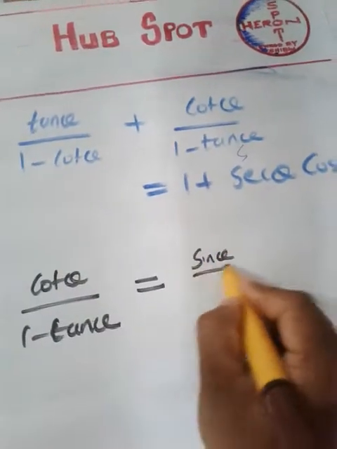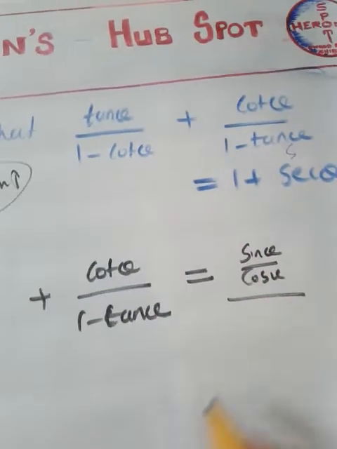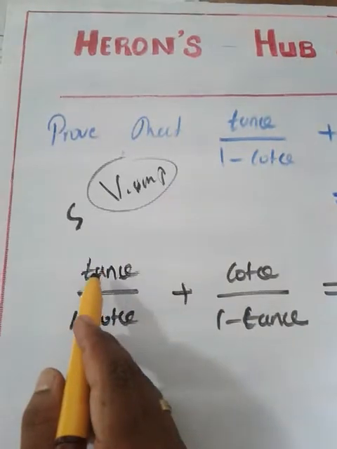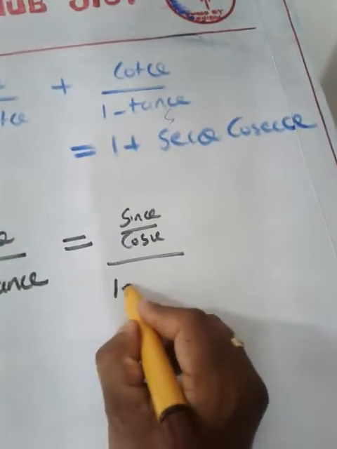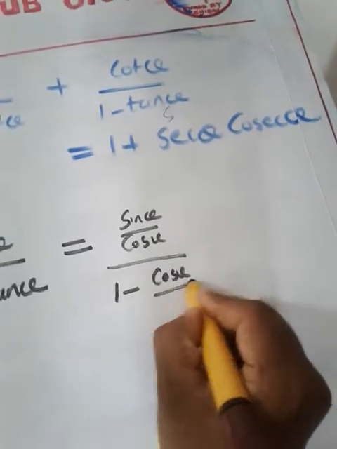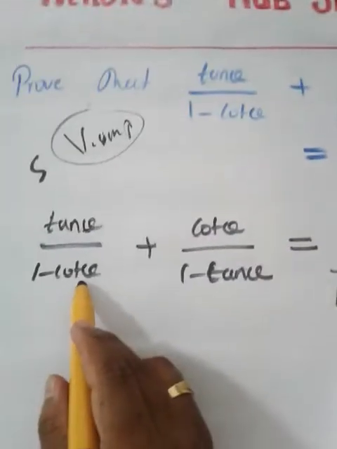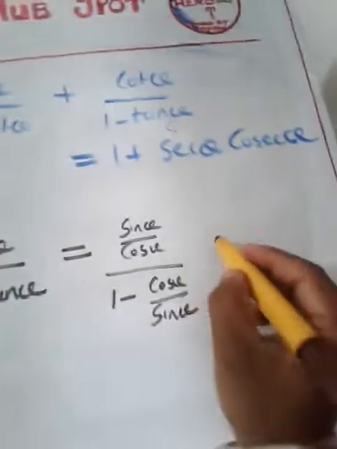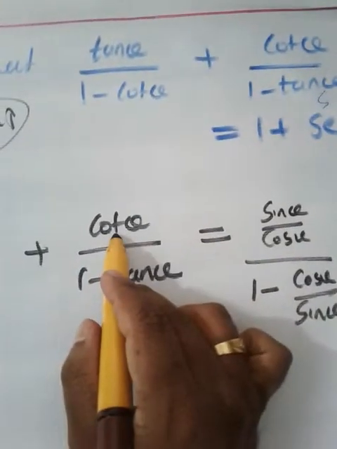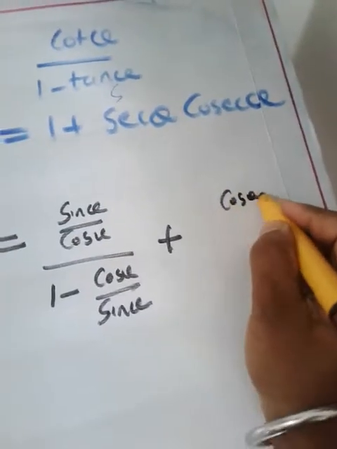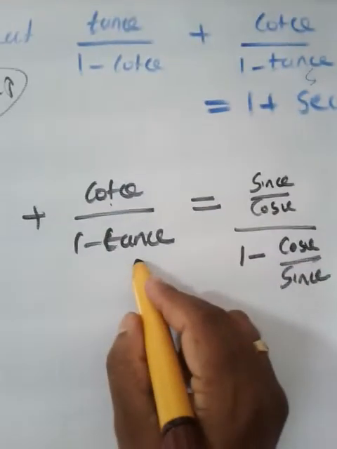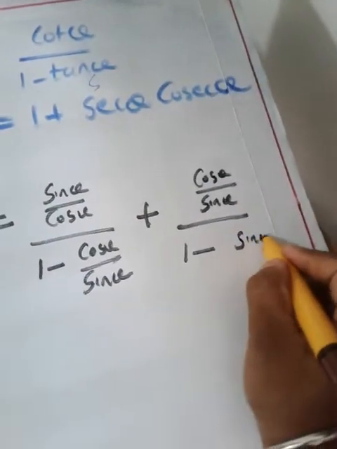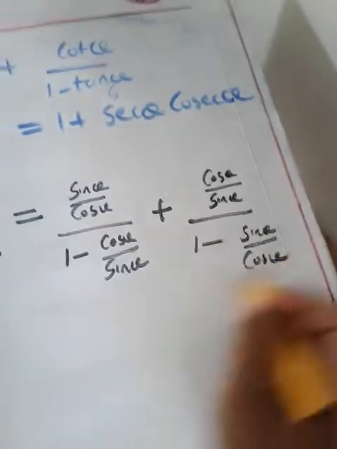What is tan theta? Can you write tan theta as sin theta by cos theta? Of course, because tan theta is nothing but sin theta by cos theta. Tan theta I expressed. Then the denominator is 1 minus cot theta. So 1 minus, what is cot theta? Cos theta by sin theta. So cot theta I expressed. Then next is plus. What is cot theta? Again cos theta by sin theta. Divided by 1 minus, what is tan theta? Sin theta by cos theta.